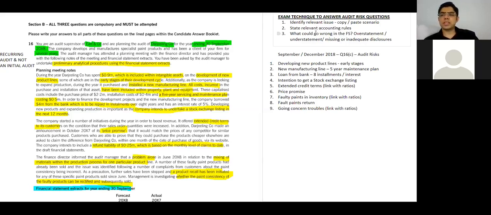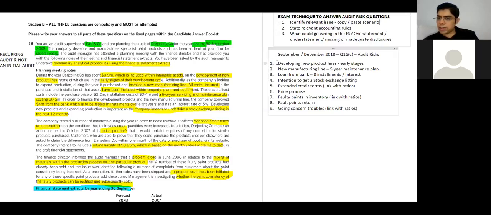Which components of the financial statements could be understated? What sort of disclosures could be missed out, could be omitted? What disclosures could be inadequate? So when you talk about this, your answer to this question is done. So let me teach you in a more precise manner how you would go about it. Let's apply this exam technique.